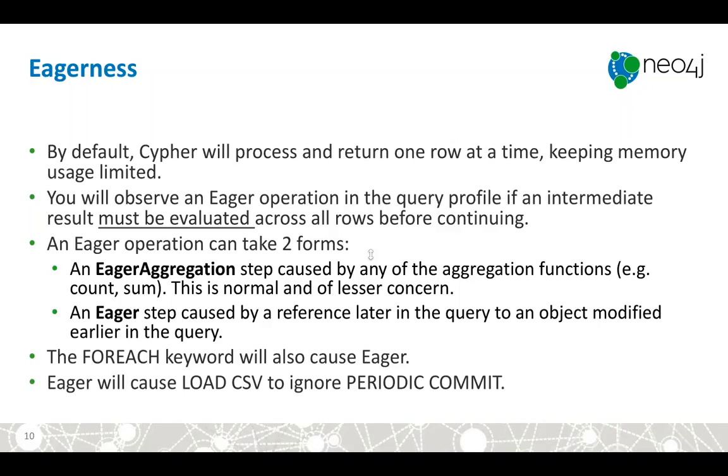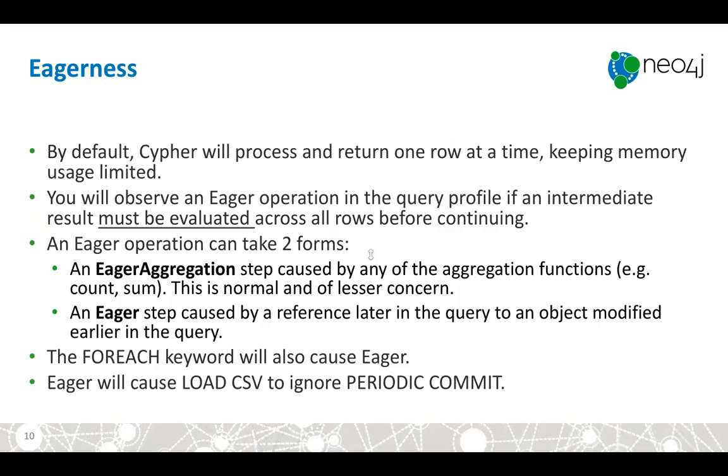You will observe an eager operation in the query profile if an intermediate result must be evaluated across all rows before continuing. So what that means is that some subsequent operations depend on the result of an earlier operation. And so that entire earlier result set must be computed before continuing.